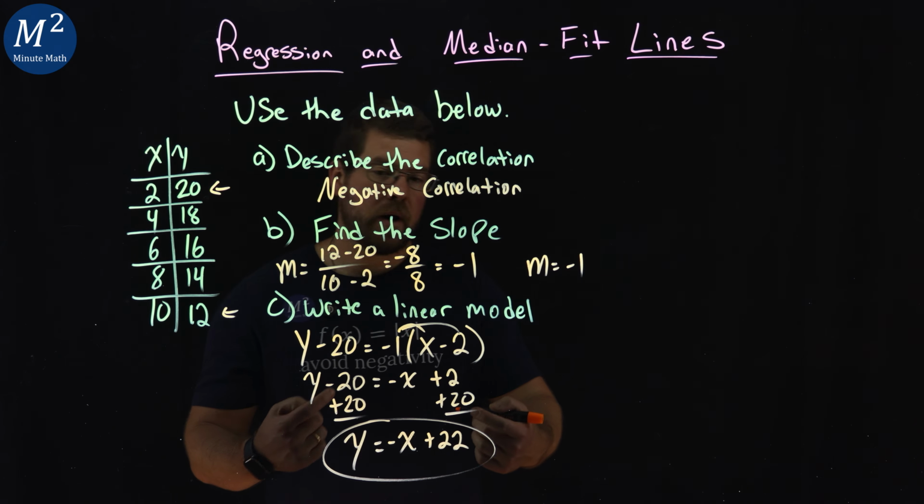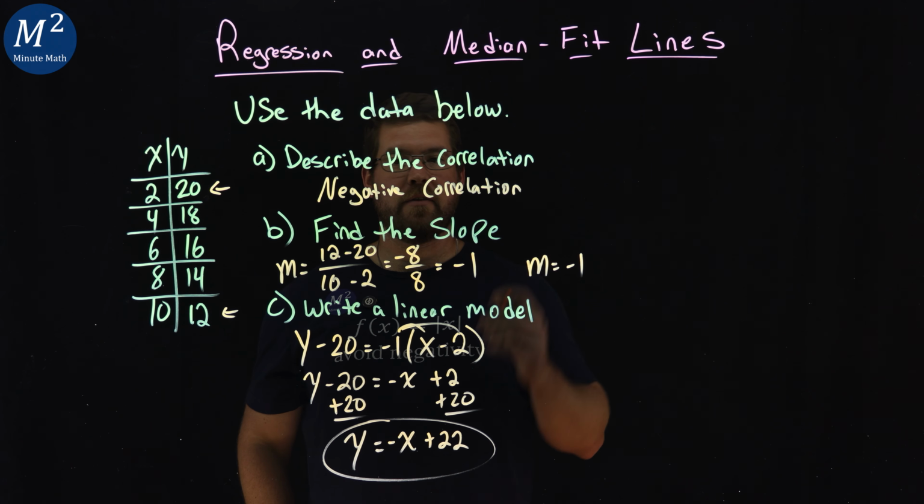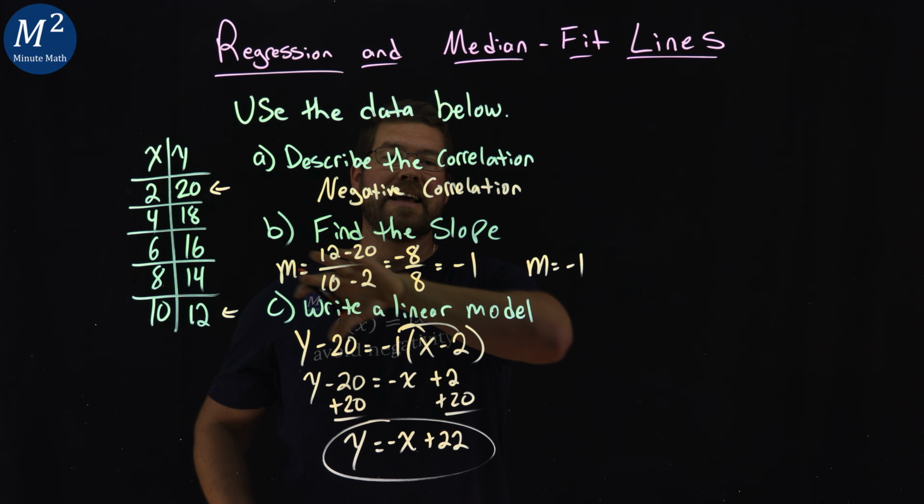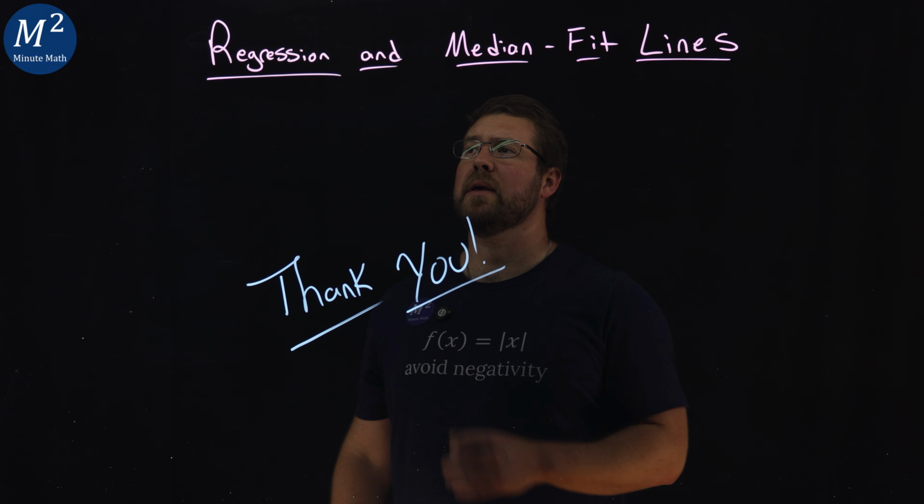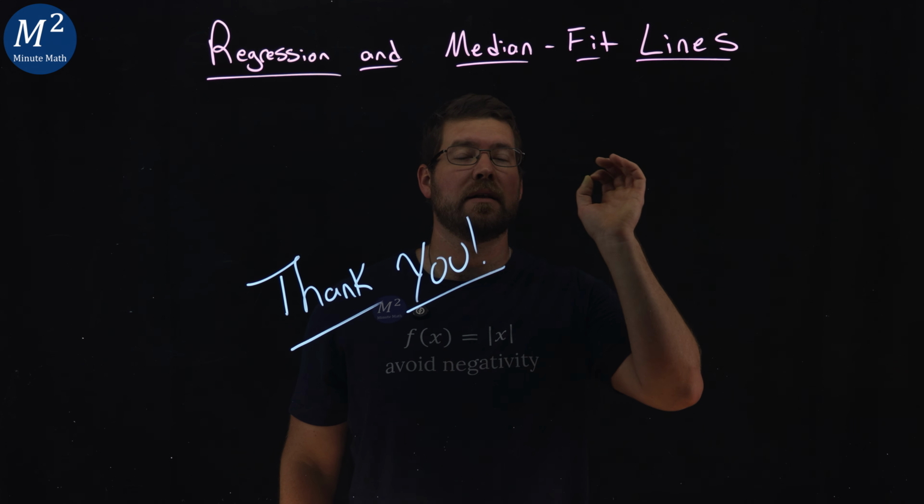So now we have a linear model that matches our data. We found the slope, and we determined that also it was a negative correlation. I hope you learned something here on regression and median fit lines.